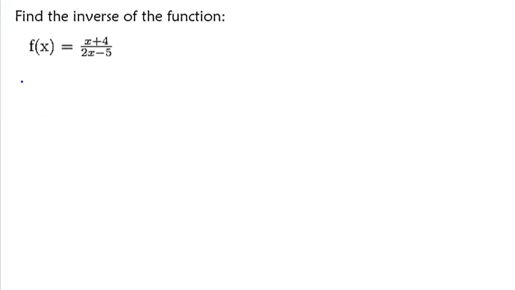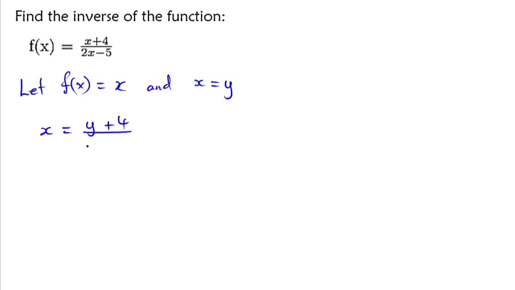So what we're going to do is this: we're going to say let f of x be equal to x, and let that x be equal to y. So the function will look like this. We'll say x is equal to y plus 4 divided by 2y minus 5. I've replaced the x with f of x, and I've replaced the x with y. So now at this stage, our job is to make y the subject of the formula.